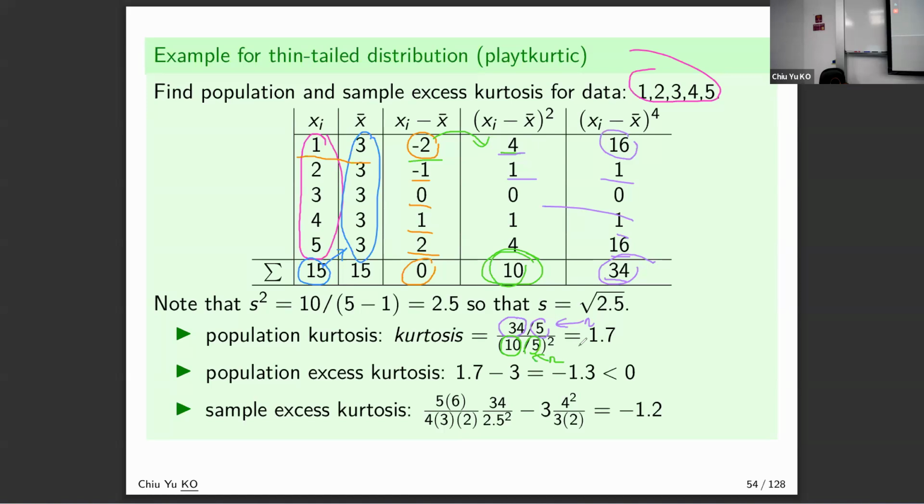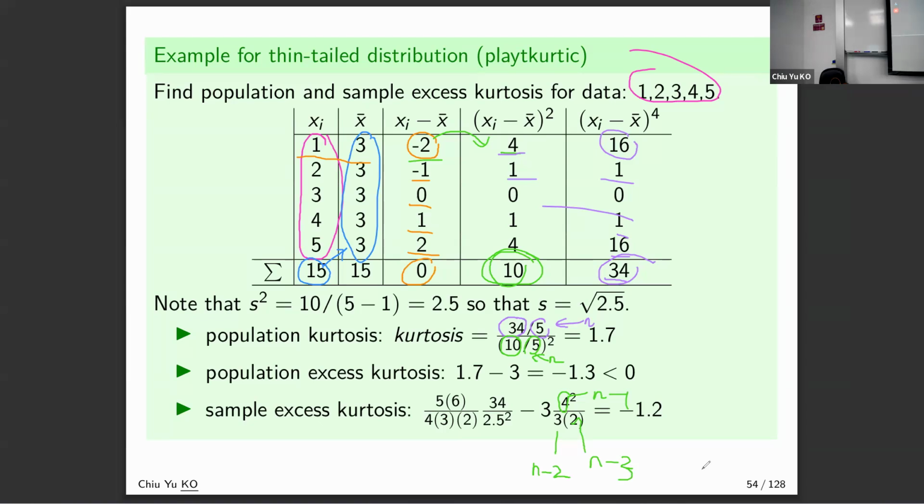And the sample excess kurtosis is a crazy thing, right? But if you remember, this is n minus 1, this is n minus 2, and this is n minus 3. So that comes the thing: n plus 1 over n minus 1, n minus 2, n minus 3, and the 34 is over there. And this is the sample SD, S, right?